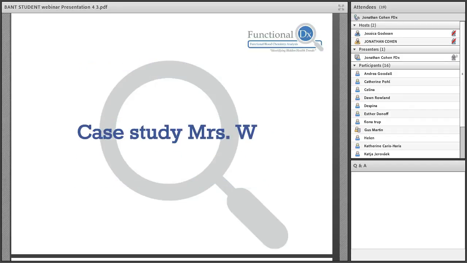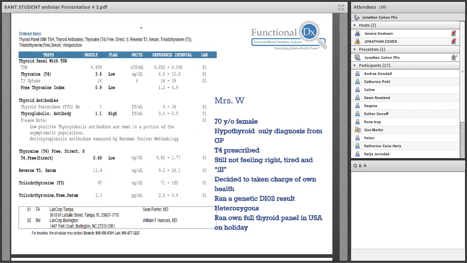So I wanted to show you Mrs. W. This is an interesting case. This was a woman who came and I did an interpretation for her on a genetic test. This was her deiodinase 2 gene, which assesses whether there's a conversion of T4 to T3, and it came out as heterozygous. But she felt awful, and she was diagnosed as hypothyroid and on thyroxine, synthetic thyroid hormone. And she was still not feeling right.